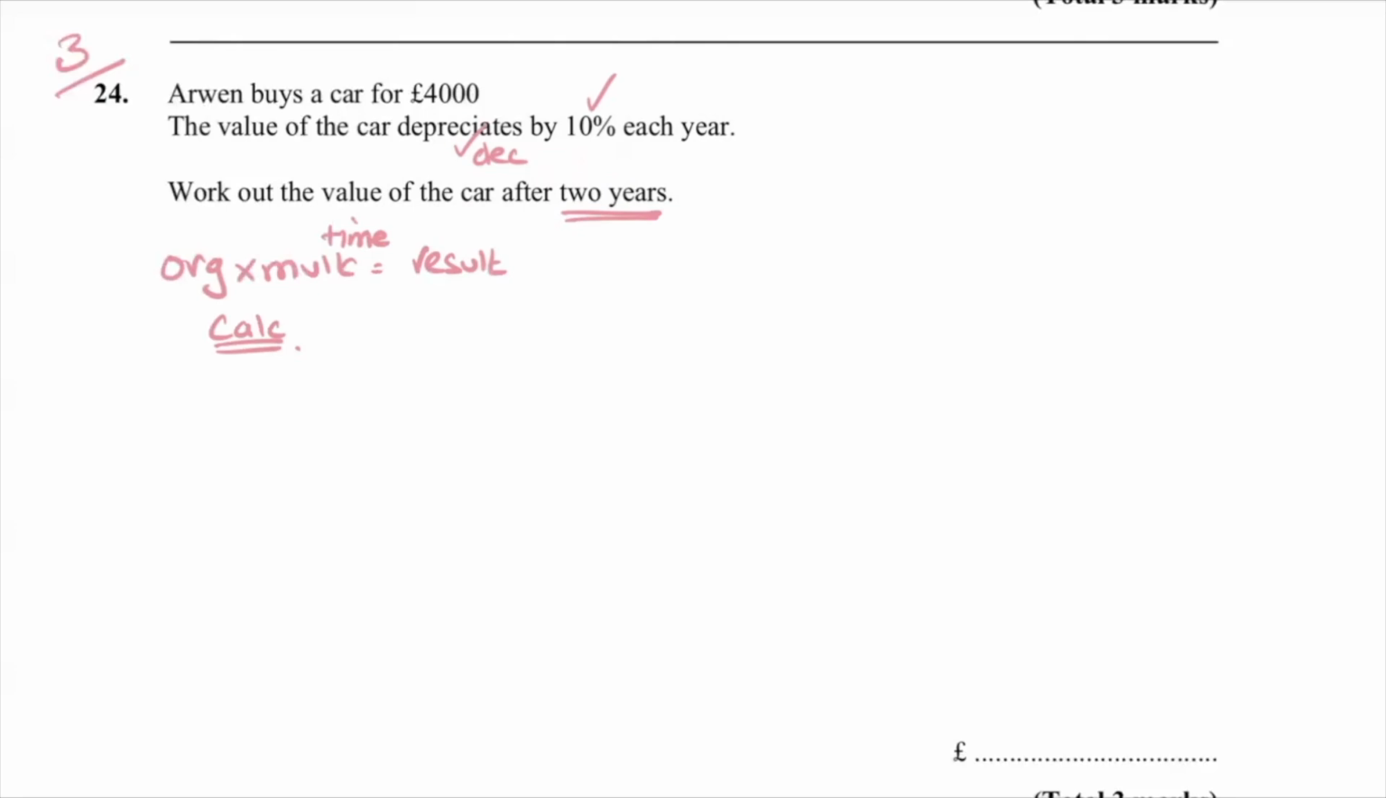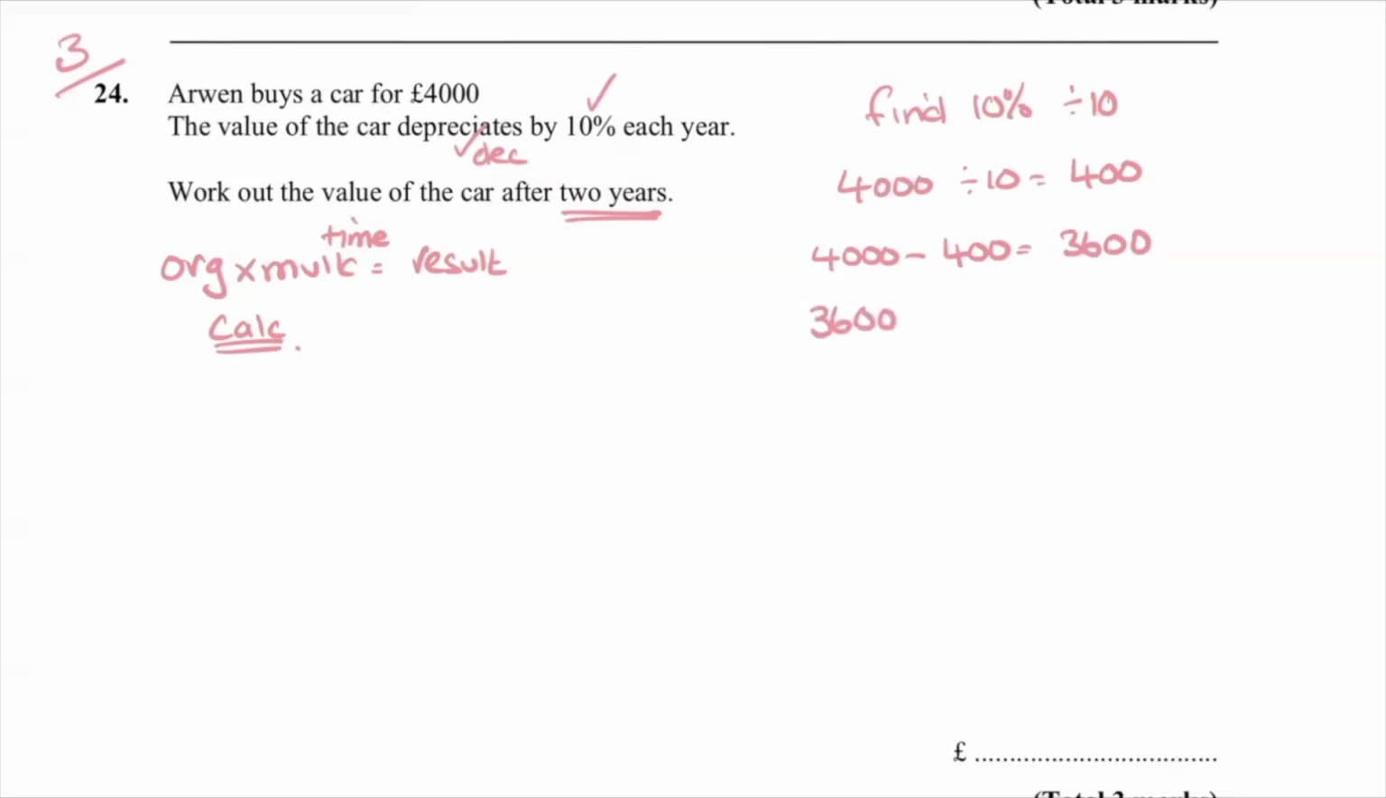So we really need to think about our non-calc methods. It's depreciating by 10%. Now, if I find 10%, all I have to do is divide by 10. So it's very straightforward to get started on this without overcomplicating it. So it's going to lose £400 in its first year. So 4,000 take away 400 is 3,600. However, we don't use 400 again because the value of the car is now 3,600.